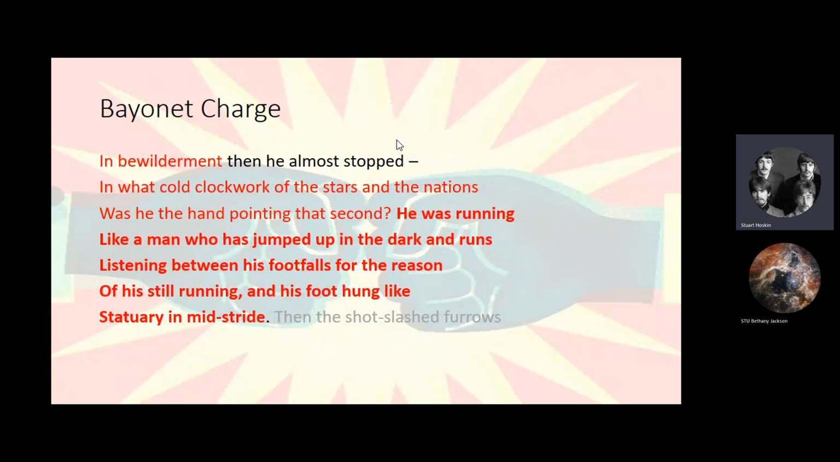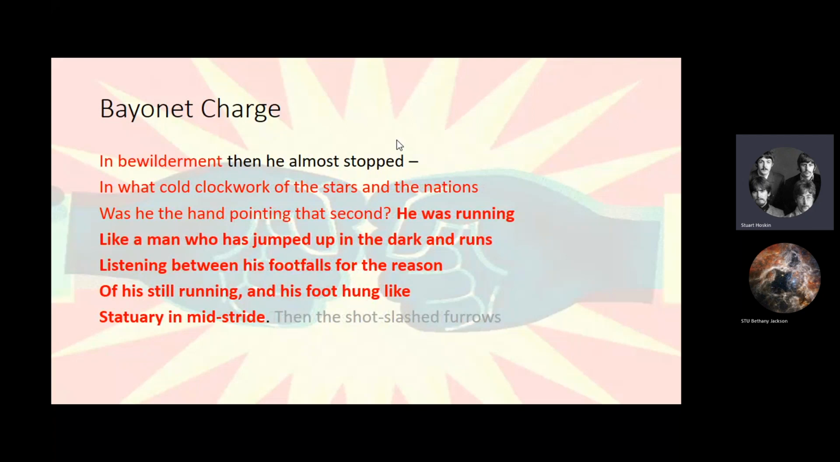I suppose this idea of if you jump up in the dark, and why would you jump up in the dark? Fear, I suppose. And you're running, and you don't know why you're running. Not that this is a particular thing that happens to an awful lot of us. I don't think we jump up in the dark and run along and think, why am I running? But I suppose we can imagine it. And you listen between the footfalls, so in the silence between the footfalls, to see if you can hear, why am I running? What am I running from? That's what it seems to be going along to. What's important then? What can we take from this?